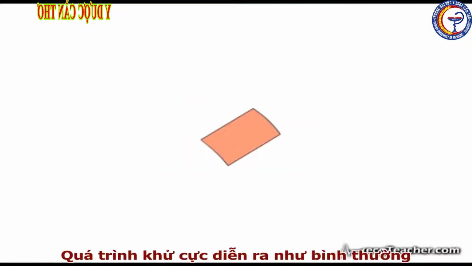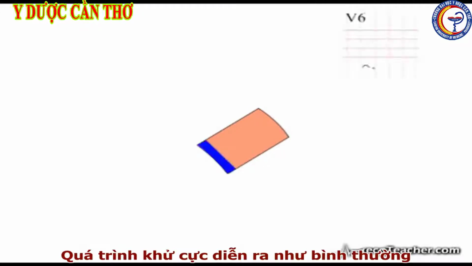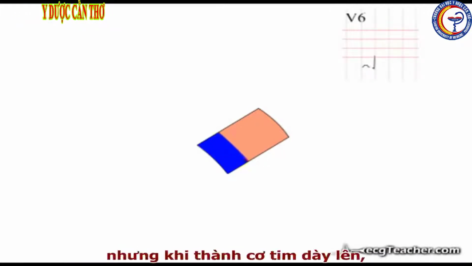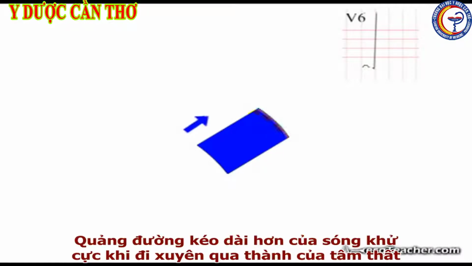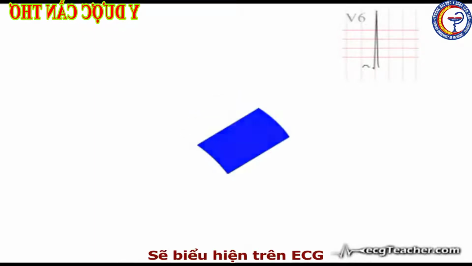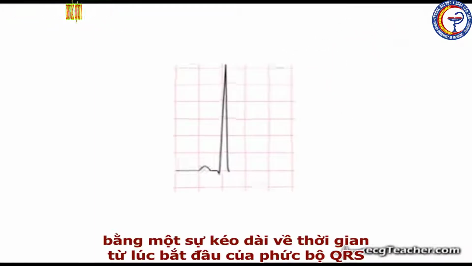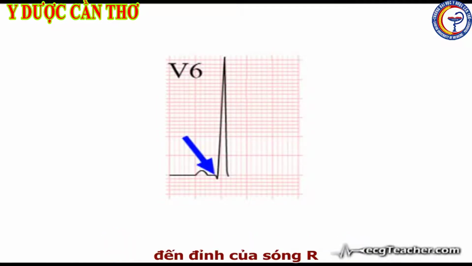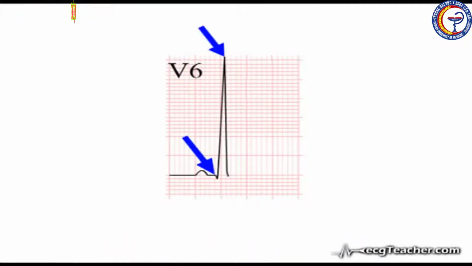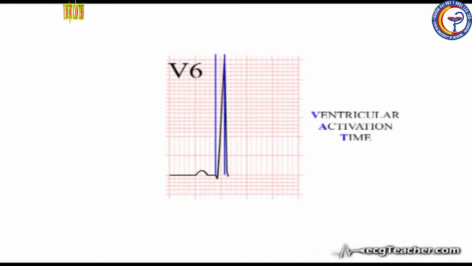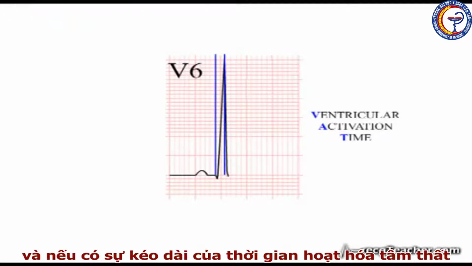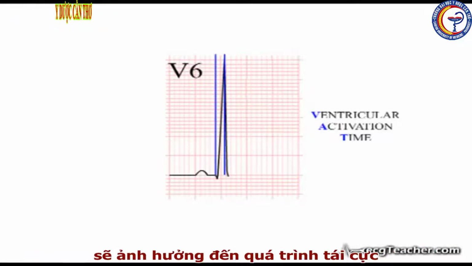In the presence of hypertrophy, depolarization begins as normal in the endocardial region. But as the ventricular wall is thickened, the wave takes longer to reach the epicardium. Prolonged transit of the wave across the ventricular wall will manifest on the ECG readout as an increase in the time from the onset of the QRS complex to the peak of the R wave. This period is known as the ventricular activation time, and prolongation of the ventricular activation time impacts on repolarization.